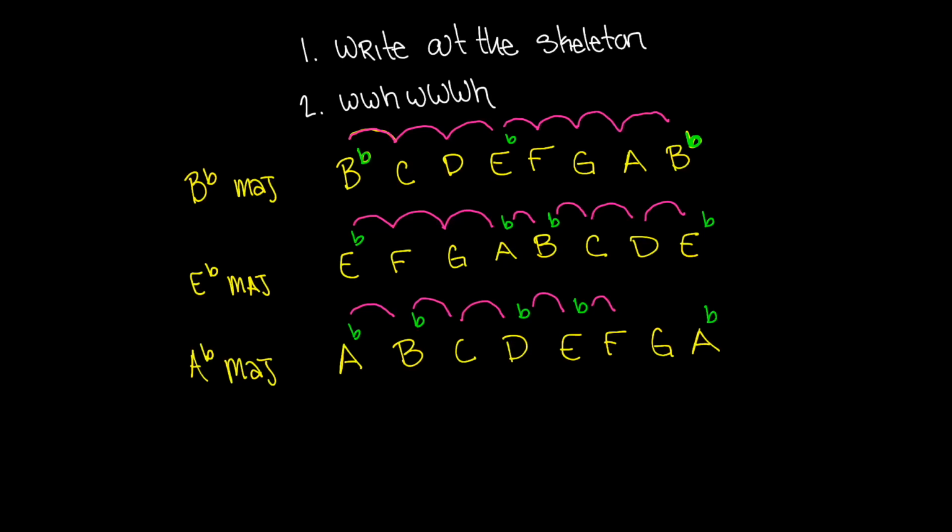Is E flat to F a whole step? Yes, it is. Is F to G a whole step? Yes, it is. And finally, is G to A flat a half step? And the answer is yes. And so now you can see that we've properly built three different major scales, the B flat major scale, the E flat major scale, and A flat major.